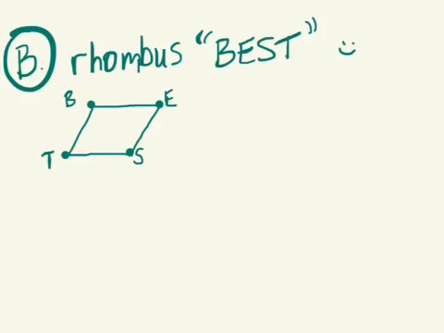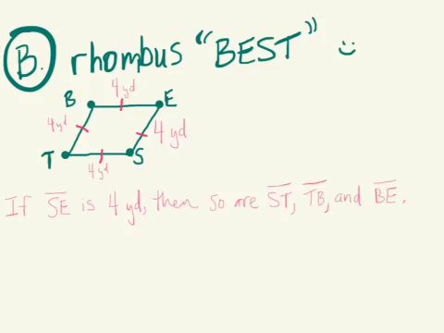Say we only knew one side length. Say that side SE was 4 yards. Then, what else do we know? Because it's a rhombus, then so are sides ST, TB, and BE. Because for a rhombus, a special kind of parallelogram, all the sides are the same length.